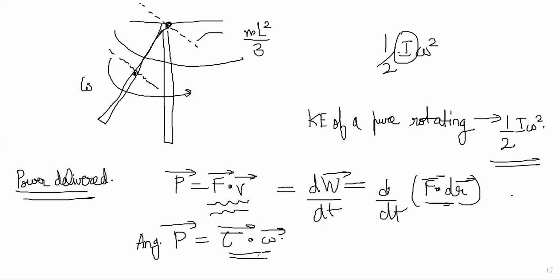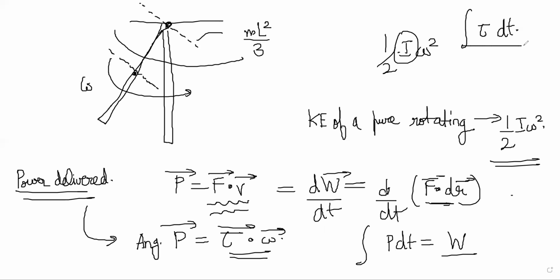Torque is this, power is this angular power, and obviously just like integral of P dt gave you total work done, similarly you can say total work done by angular rotation will be integral of tau dt. Torque dt. Same thing basically. Actually, I have made a mistake. I have made some error here. F dr was.